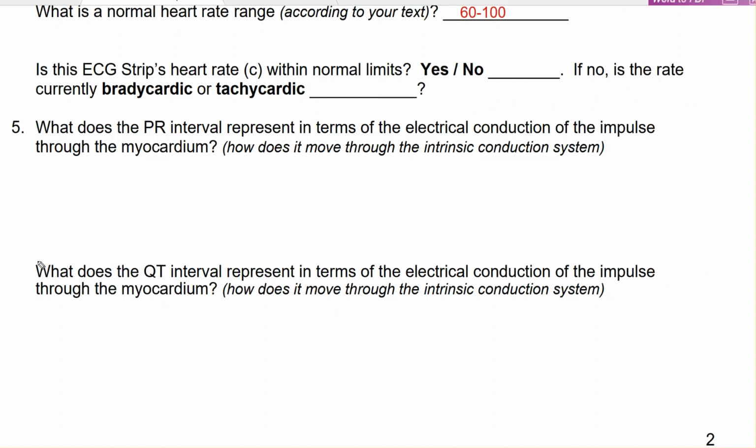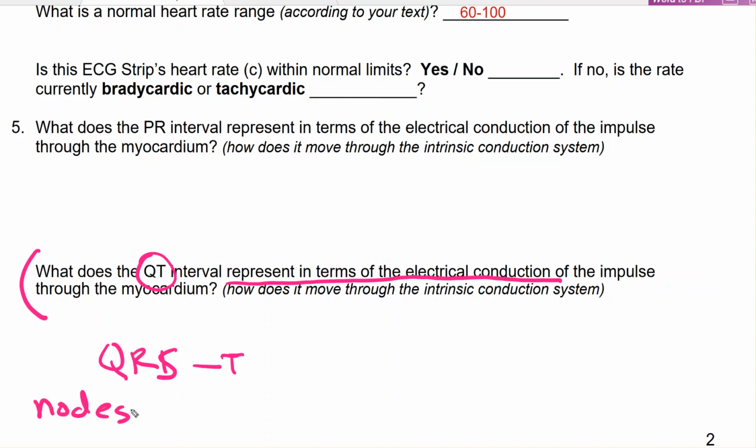Anytime you see a question like, what does the QT interval represent in terms of electrical conduction, you're just going to put the electrical pathway in the QT, from Q to T, what is happening. So it's QRS, right? And then to T. What happens in the QRS? What happens in the T electrically? What nodes is it going from and to? What branches, etc.? That's what these kinds of questions are asking you. So you're basically just restating information from the table you created on page 1.